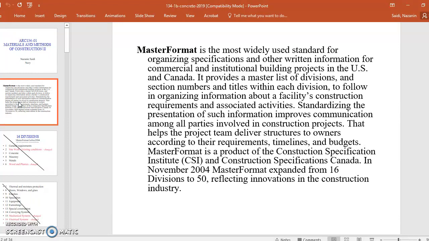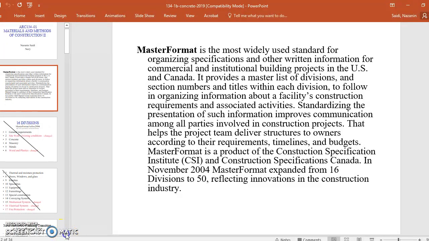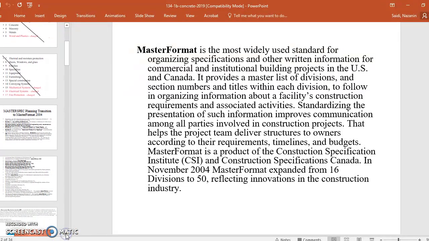CSI MasterFormat, which is basically the organization of the divisions, is widely used to organize the firms and institutions that work together in construction, architecture, engineering, and allied fields, so they have a sense of organization. There is a standardization, and it helps us all to communicate better. These 50 divisions, as I said, were modified in 2004.